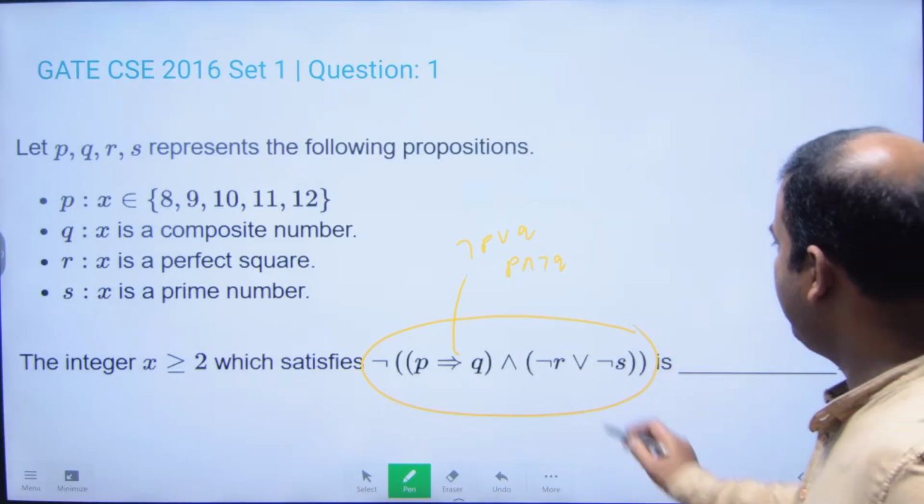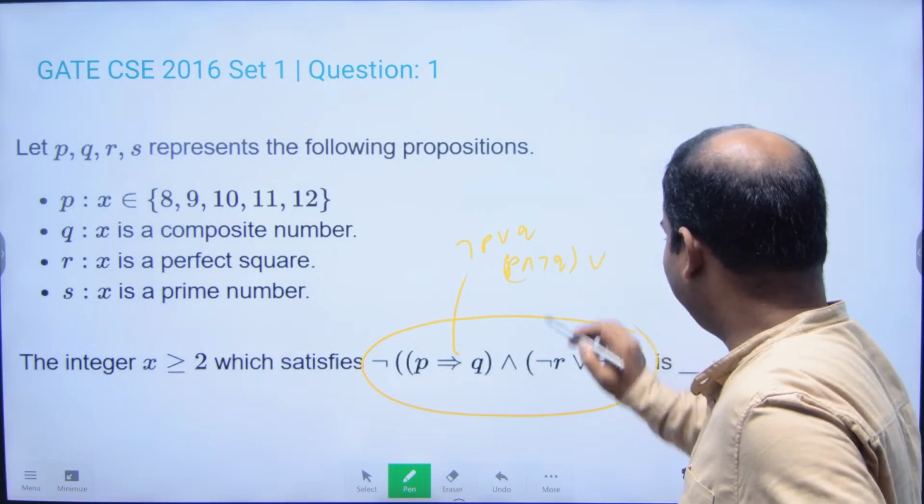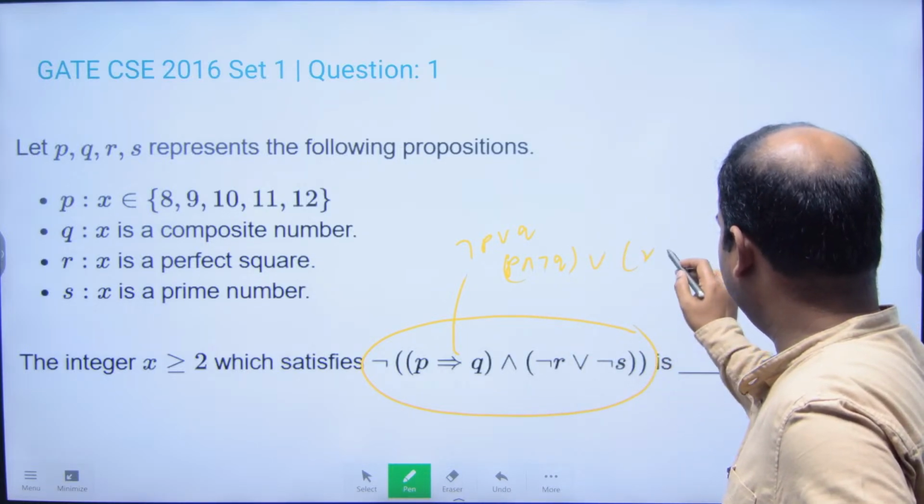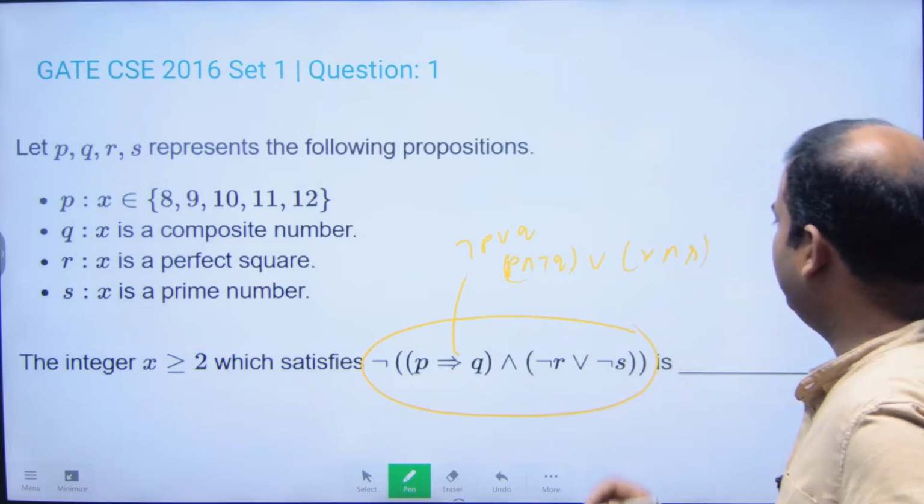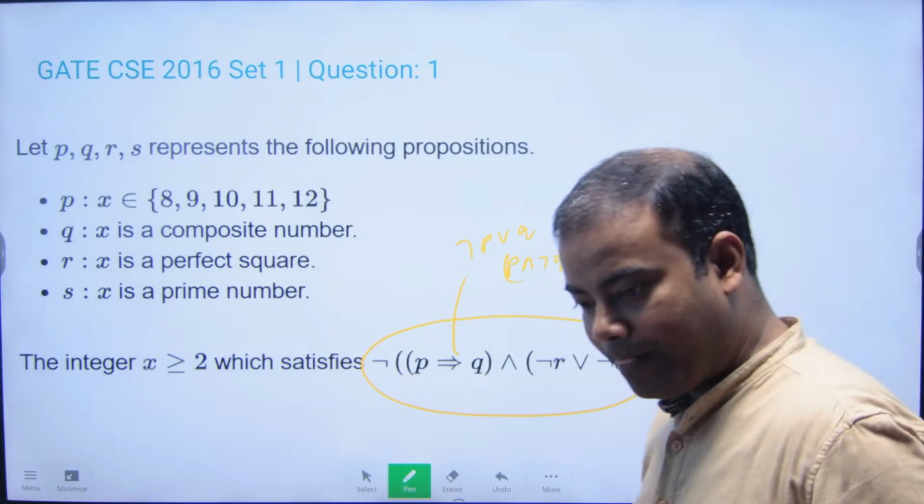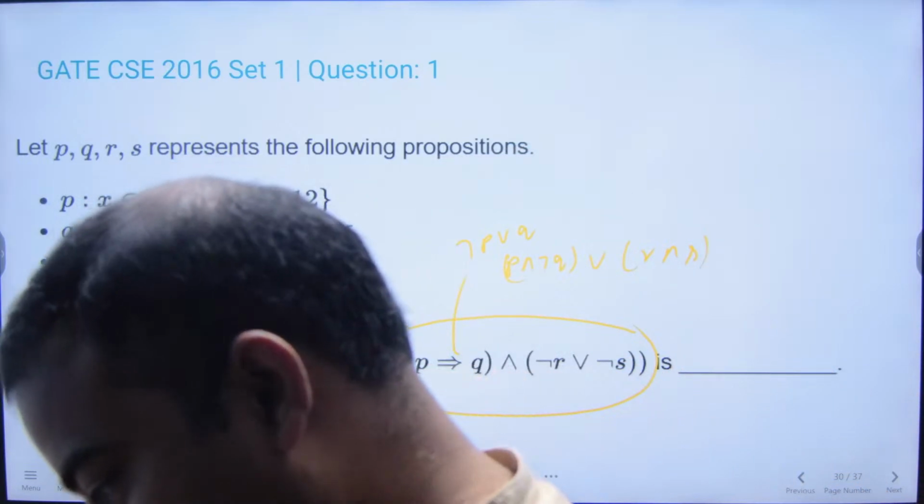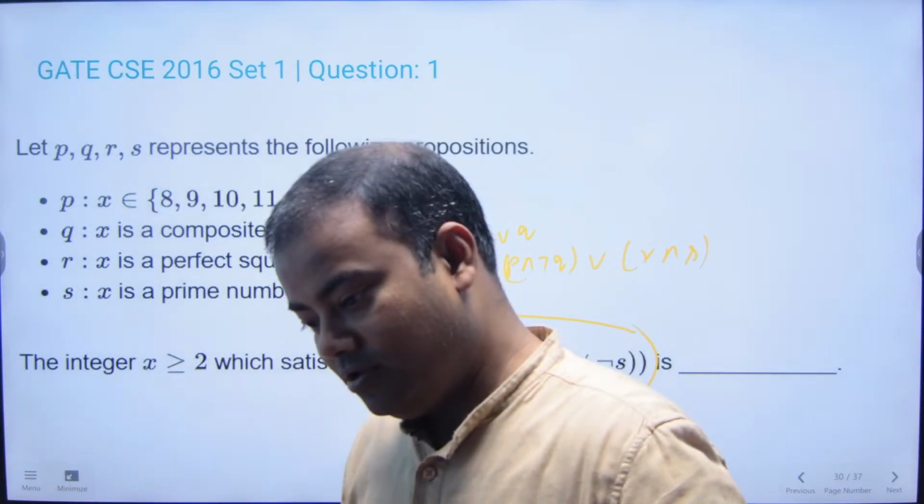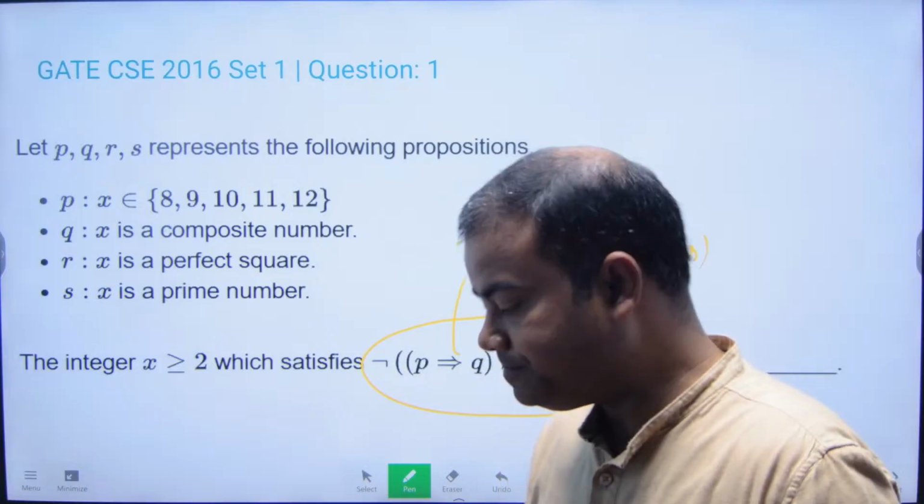Why is it so confusing? Yes. Okay. P and not Q, with the and sign. Yes. Now it is okay. Clear?